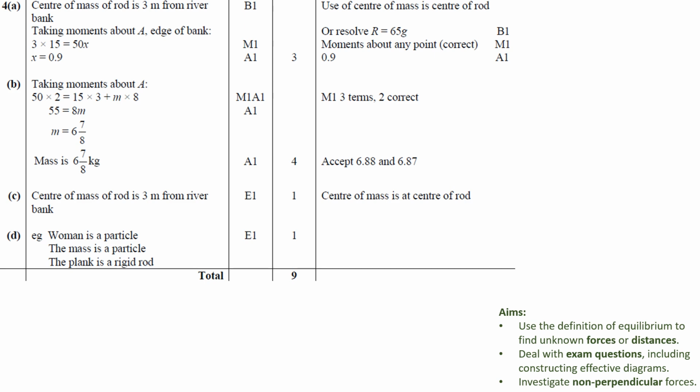For part B, there's 2 marks again for taking moments. 1 mark for attempting to take moments, so it's clear that that's what you were doing, multiplying forces by distances, and the 2nd mark for getting that correct. So 50 times 2, a force times distance, and then 15 times 3, another force times distance, and m times 8.